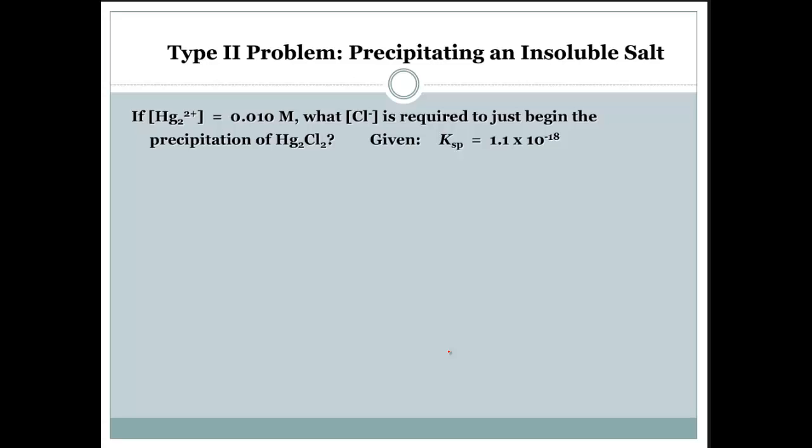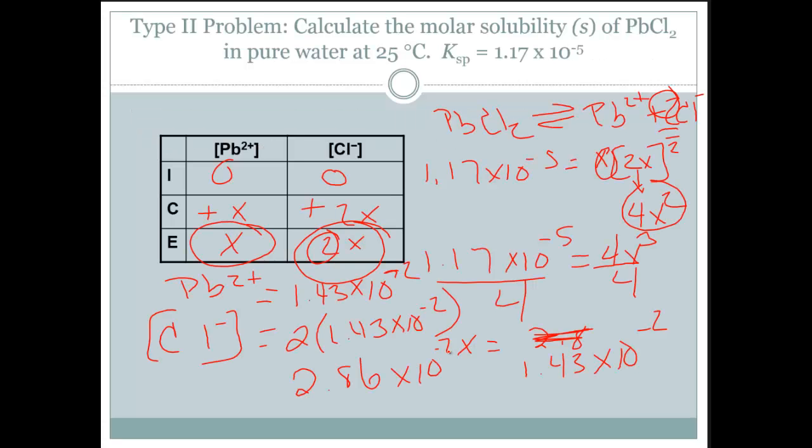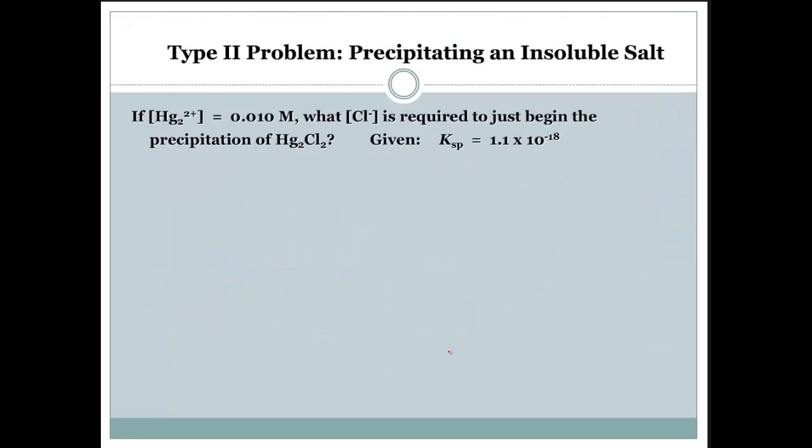Let's try another one. This time it's a little bit different. Last time we were trying to figure out the concentrations at equilibrium. This time they've given you the concentration. So we're going to skip the ice table altogether. So the KSP is equal to the mercury times, we have 2 chlorines, so Cl- squared.